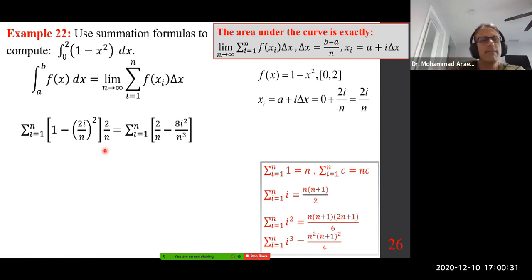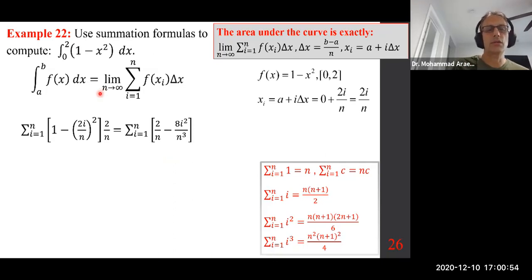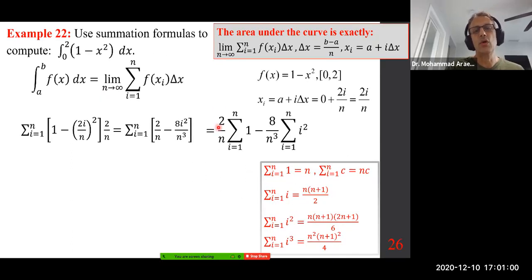So what happens here, you are going to multiply 2 over n by 1, and then this becomes 4i squared times 2 is 8i squared, n squared, and n is n cubed, okay? And so we are going to take the limit of this expression. In order to take a limit, let's rewrite it. We are going to go to the limit as n goes to infinity. So we can rewrite this as follows. This is 2 over n times the summation of 1. This is 8 over n cubed times the summation of i squared. Why is that? Because the summation pertains to i and i only. So this is what we have.